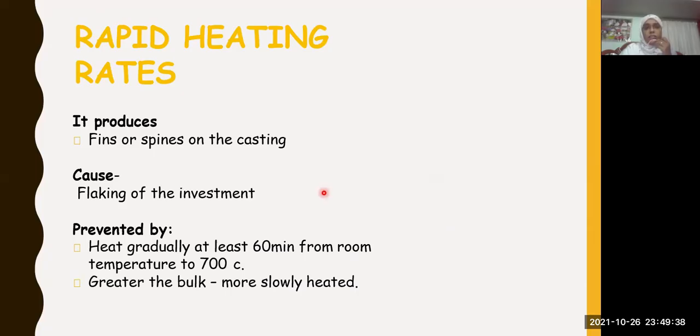And these fins and spines on the castings can sometimes occur, and this is mainly because of the flaking of the investment. So when you have flaking of the investment, it creates micro cracks through which the molten metal can flow through. So what you have to do is you have to heat it gradually, at least 60 minutes from the room temperature to 700 degrees Celsius. And the more the bulk is, the more slowly you have to start heating.